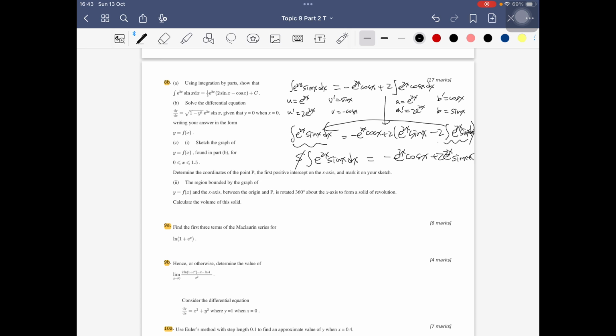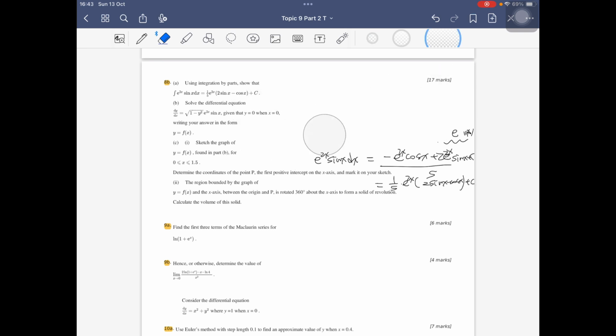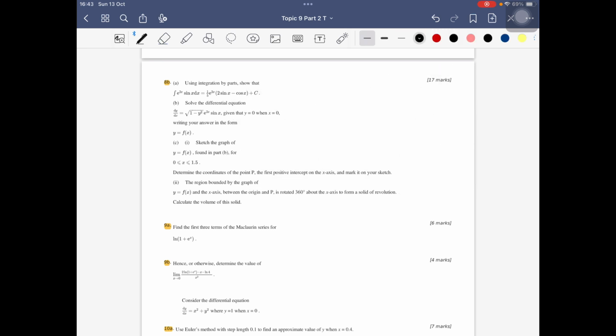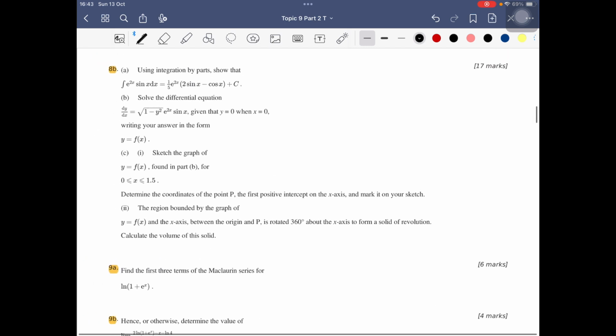When we divide by 5, it becomes 1 over 5 e to the power of 2x times (2 sine x minus cos x) plus c. So we showed it. We meet the same form as the question in the middle of solving, and we need to merge it into the question and finalize the solution.